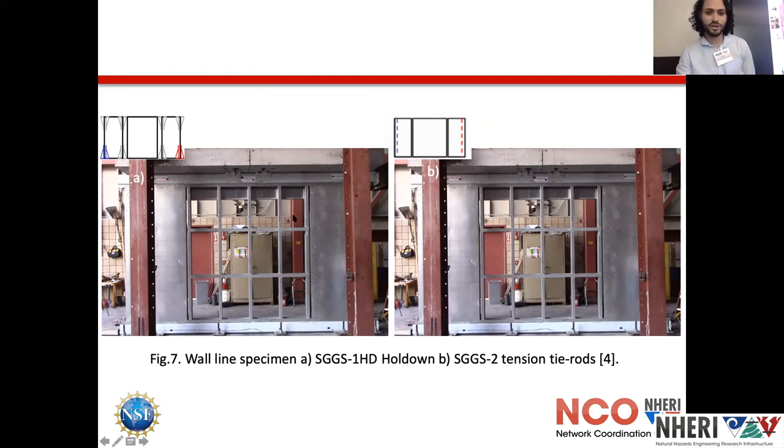In the left picture, we can see the SDGS-1HD specimen. Basically, the system consisted of hold downs as the tie down system. Here we can see in the picture where the hold downs are located. In the right picture, we can see the SDGS-2 specimen. Basically, this one consisted of two tension tie rods at the end of the shear walls.